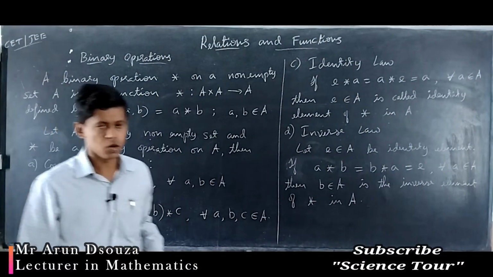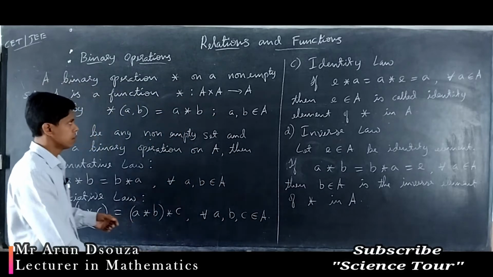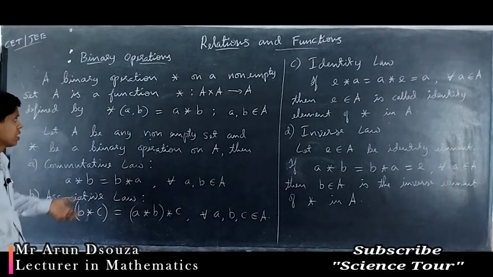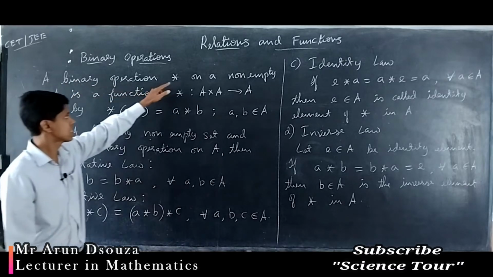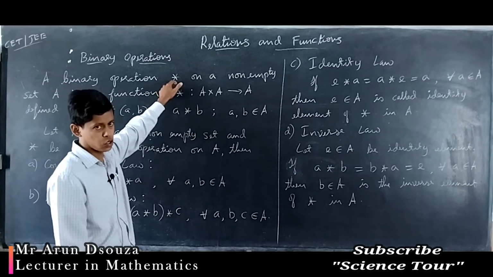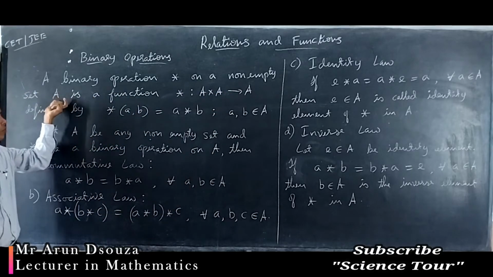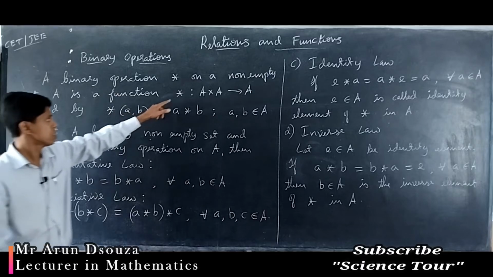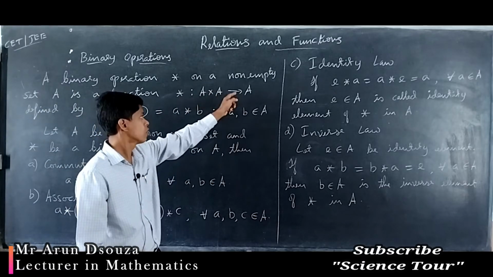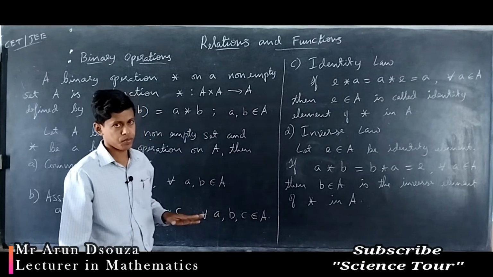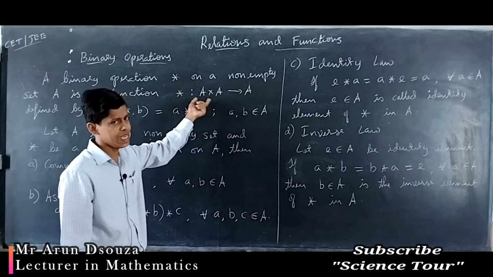We are beginning the concept of binary operations. Let us understand at the very outset what is a binary operation. A binary operation star, that's the notation, on a non-empty set A is a function star from A cross A, Cartesian product, to A. So all the elements must be taken from the set A.